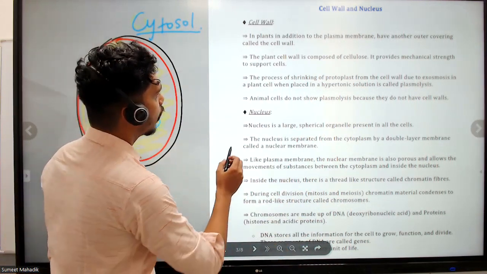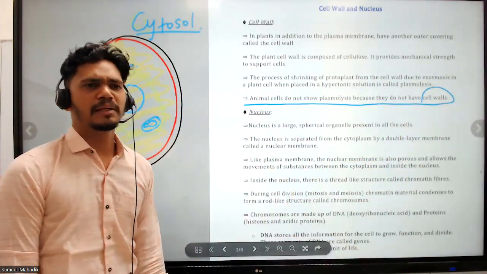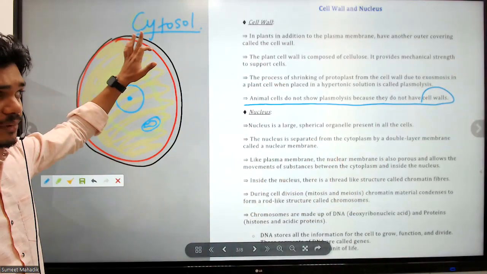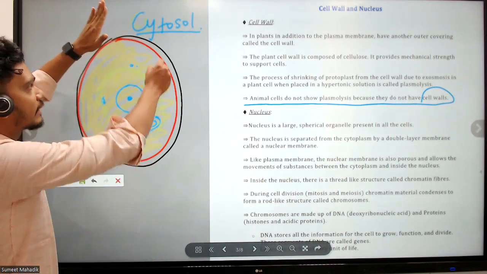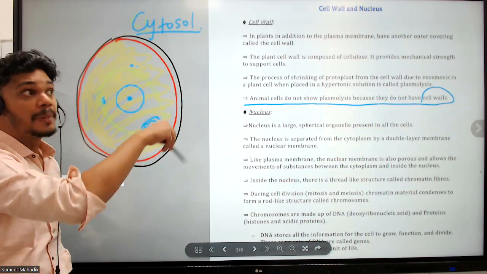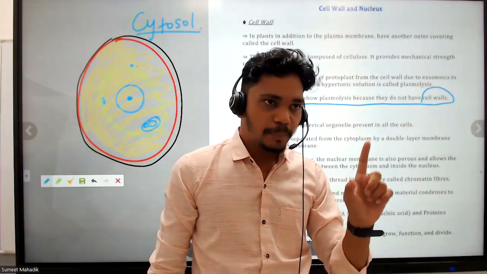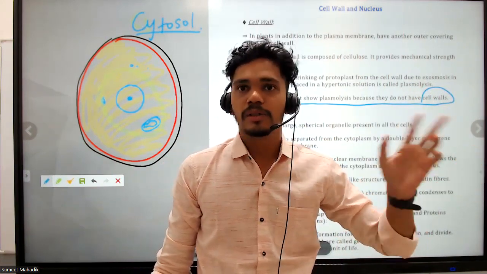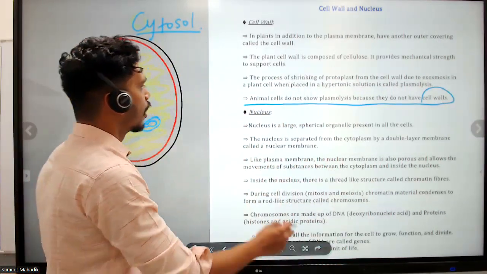Now, animal cells do not show plasmolysis because they do not have a cell wall. How is that possible? In case of plants, a cell wall is present, and because of the cell wall there is a covering, so there is restricted entry. Yes or no? The two compartments can be distinguished. But in animal cells, the cell wall is lacking. They do not have a cell wall, which means their cell directly interacts with the solutions, right? So there are no two compartments; there is a single compartment. Is this clear? Okay.